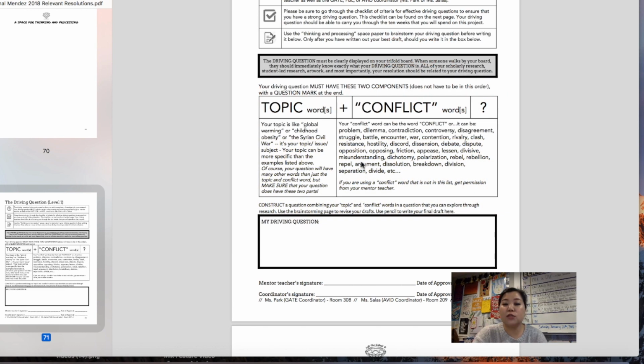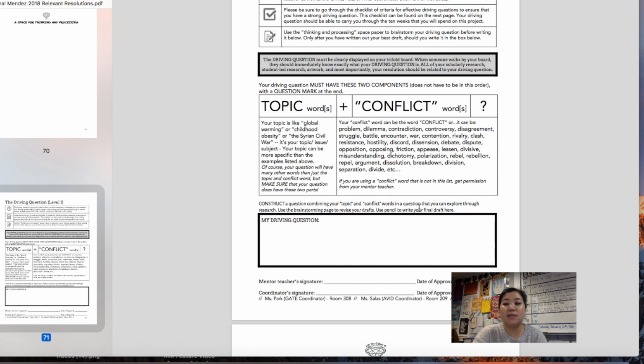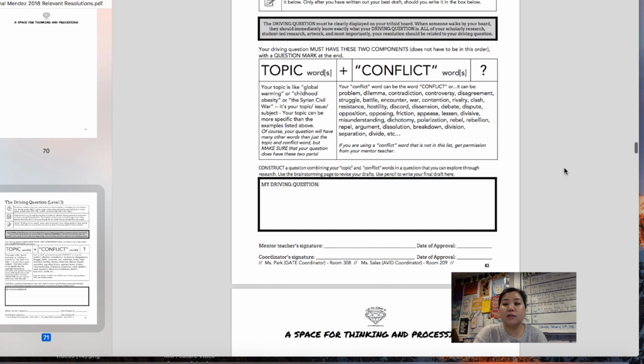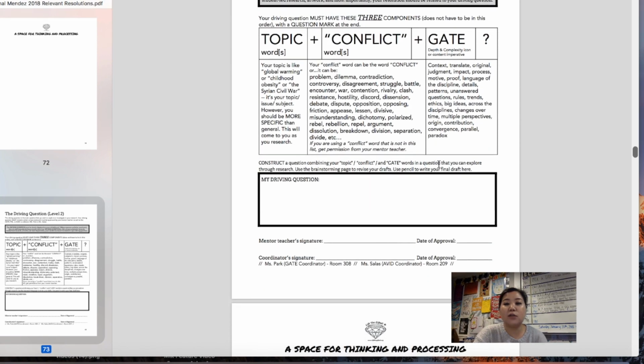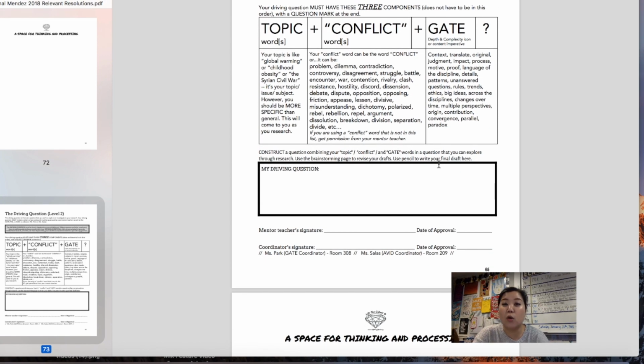For level 2 students, you're essentially going to be doing the same exact thing. You're going to be including the topic and the conflict word, but you also need a gate icon or imperative. So the word contribution, you can change the part of speech and say contributes to or contributes from, or how does it contribute or how has it contributed.